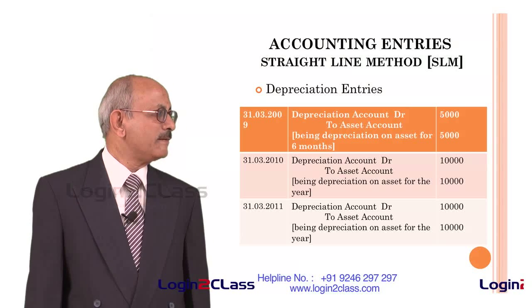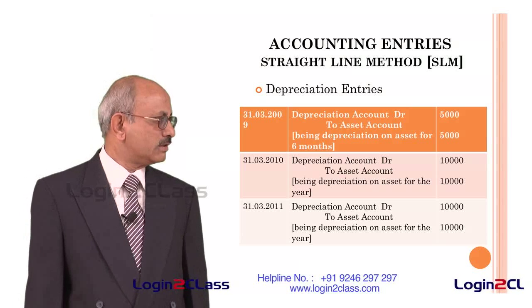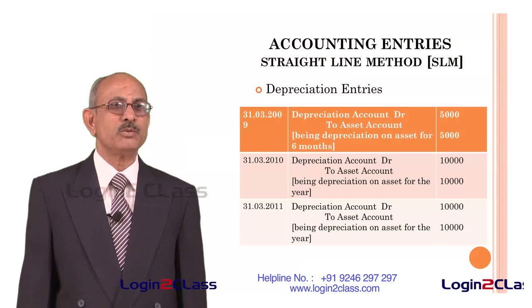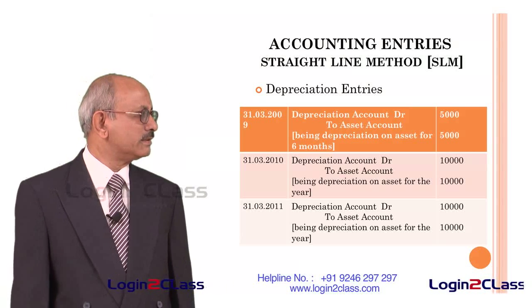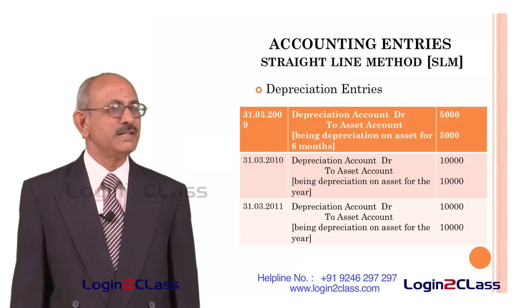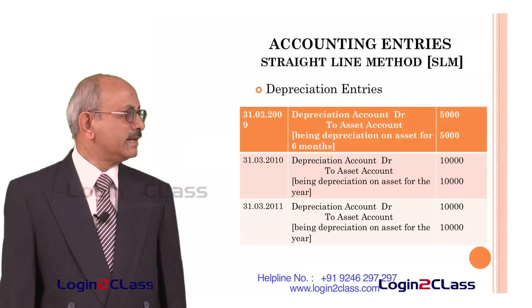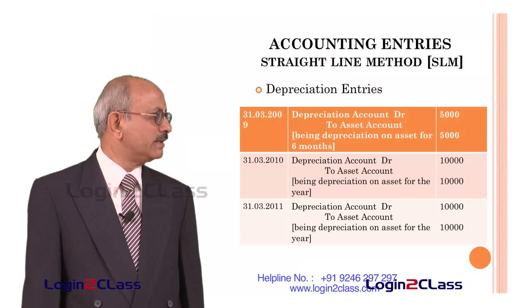So in this case, since the asset has been bought on 1/10/2008, depreciation is being provided only for 6 months. So the actual depreciation will work out to 10,000. So only half of it is taken. So we are debiting depreciation account with 5,000 and the asset account is credited with 5,000.